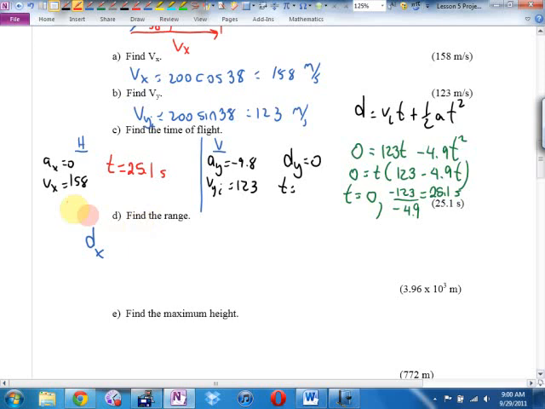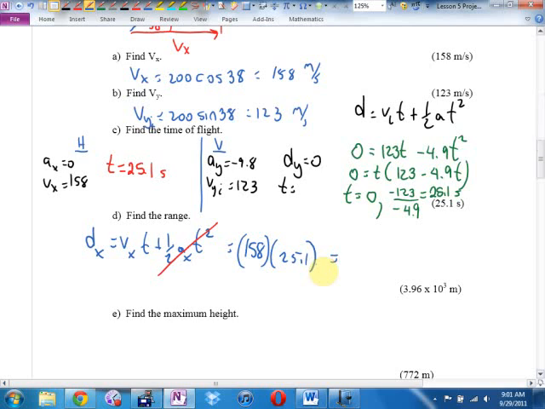And in this case, they want me to find the range, the horizontal range. So I'm looking for an equation that has A, V, T, and D in it. And it's our old favorite, our old standby, our old reliable, D equals VXT plus a half AXT squared. And I get 158 times 25.1. What do you get for the range? You get 3,960? Almost 4 kilometers?